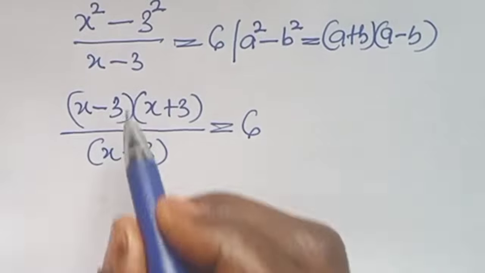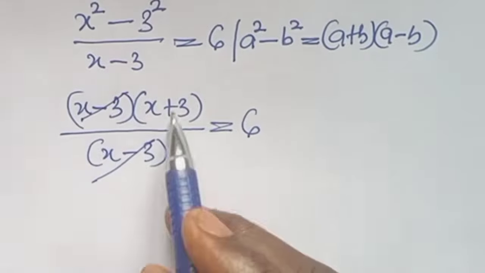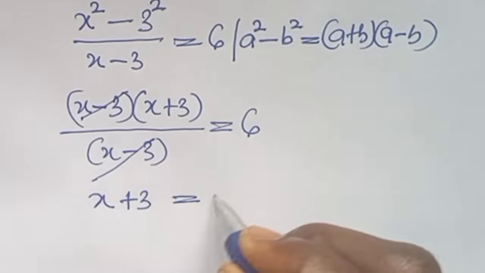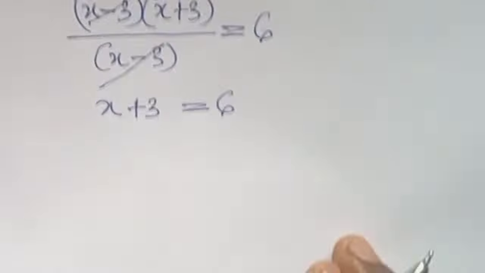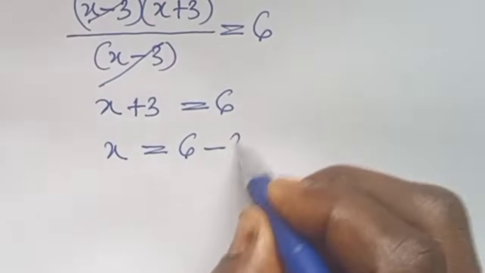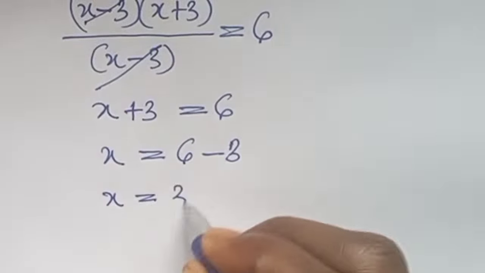And if we agree on this one, we can say x minus 3 cancels out. What is left here is x plus 3. This equals 6. x can be written to be equal to 6 minus 3. And if you do this, x will be equal to 3.